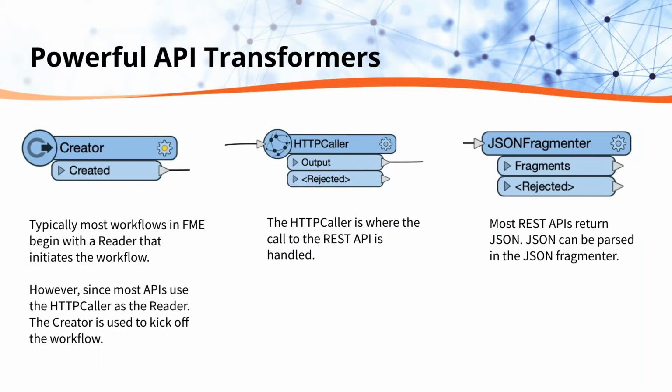So let's talk about powerful API transformers. If you're using APIs, these are the tools you will most likely be using. Transformers are what we have in our workspace, and they help us transform our data. At first, we have a creator. Typically, a workflow would consist of a reader, and that would initiate your workflow. However, with REST APIs, if you're only using a REST API, you're not going to have a traditional reader because your HTTP caller will act as your reader. So you can use a creator to kick off your workflow.